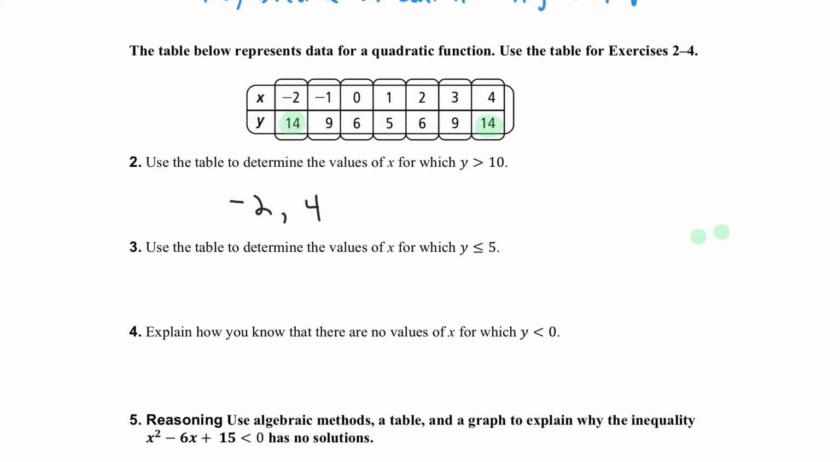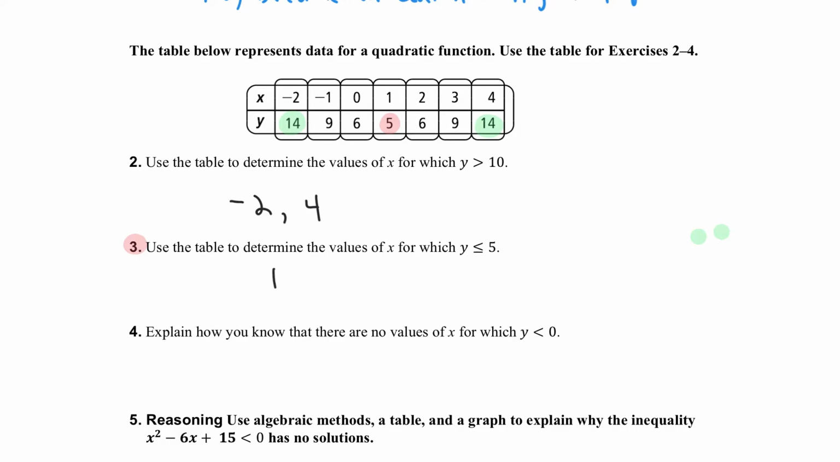Now it says use a table to determine the values of x for which y is less than or equal to 5. And I'm going to use that same concept, but I'm going to use red. So for number 3, it's going to be red. Which values of y is less than or equal to 5? Well, there's only one value that is equal to 5. So when y is 5, we know that x is going to be 1. So I'm going to go ahead and list the value, which is just 1.